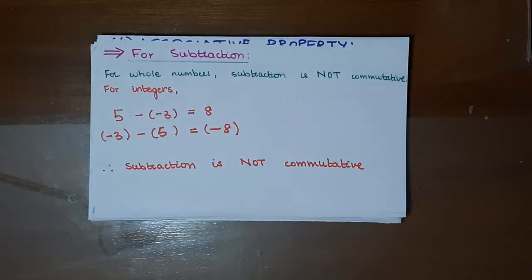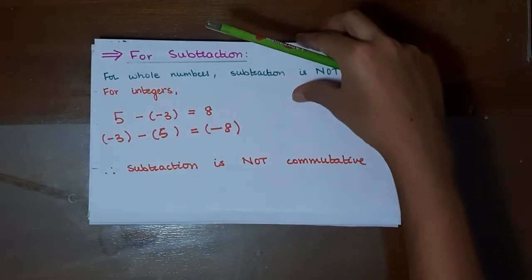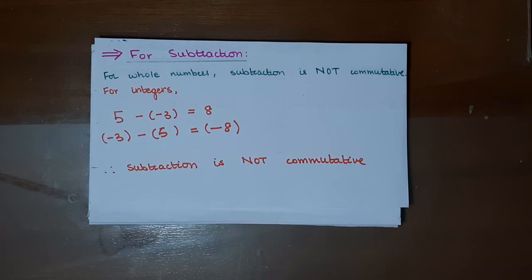Now let us see subtraction. For whole numbers, we know that subtraction is not commutative. That is, consider two whole numbers, say 8 and 5. 8 minus 5 is equal to 3, but 5 minus 8 is not equal to 3. Hence, for whole numbers, subtraction is not commutative. Let us see for integers.